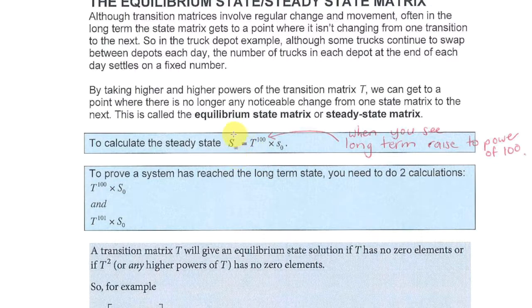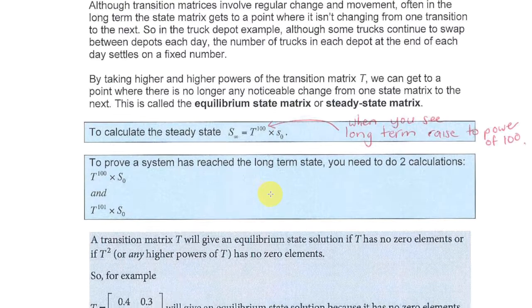S of infinity, which just means a steady state, is equal to the transition matrix raised to a power of 100 times S naught. And just to verify that there is no change in the state, we do T to the 100 times S naught, get the values, and we also do T to the power of 101, so one more, times S naught, get the values. And what you should see there is that there is no change at all in the values that you get. So we'll have exactly the same figures for each of the positions.